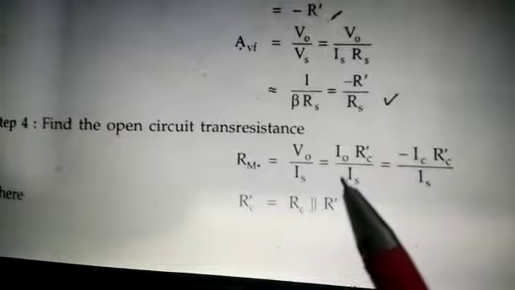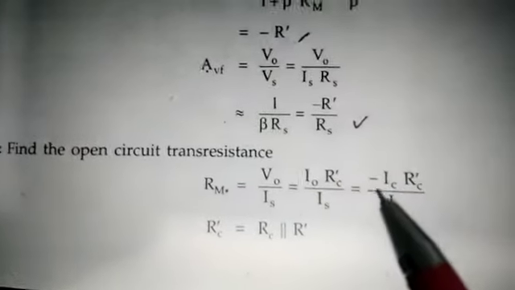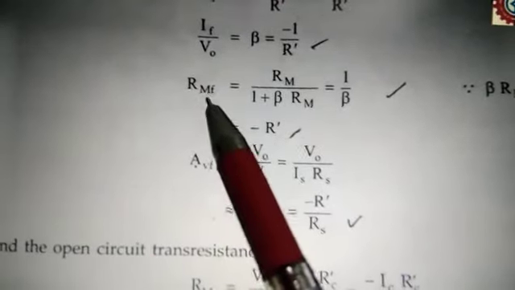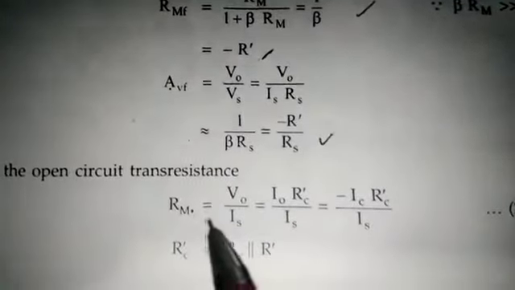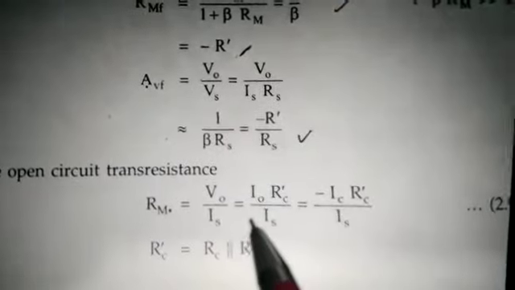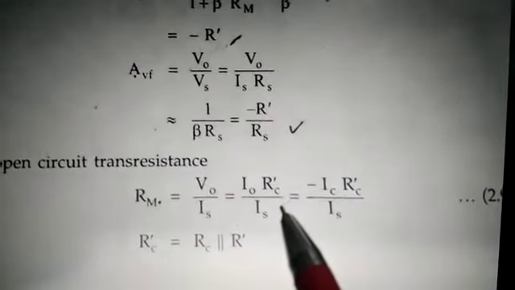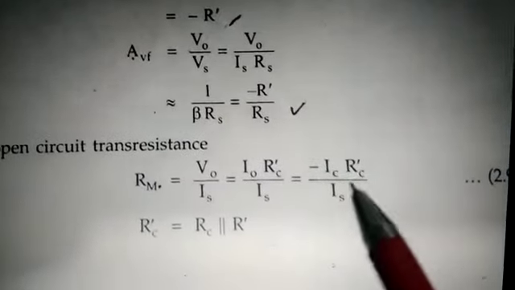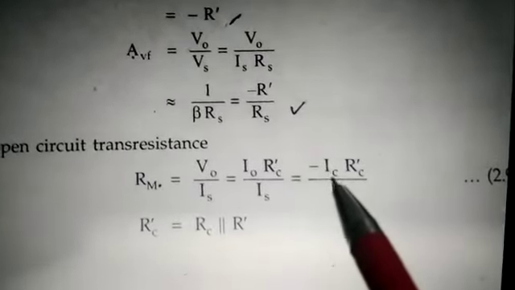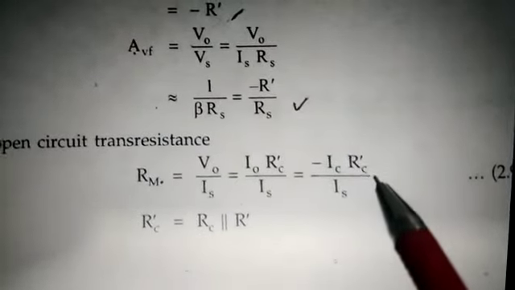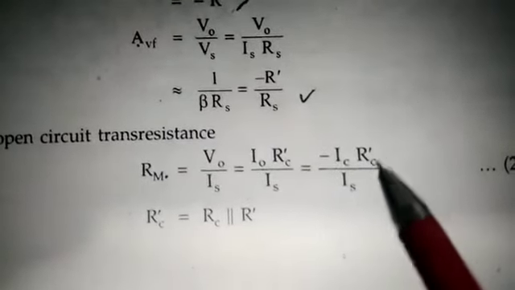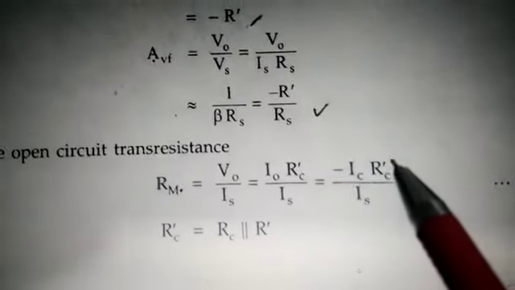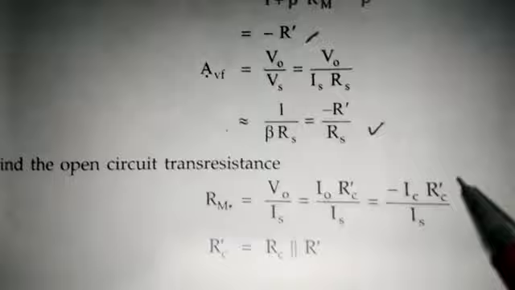Now we will find the open circuit transresistance, that is Rm. This is the transresistance with feedback, RMF. Now we find the Rm. Rm is V naught by Is, and V naught is equal to I naught into R dash C, so minus Ic into R dash C upon Is. What is this R dash C? Now you can look at the circuit. R dash C will be equal to RC parallel to R dash.